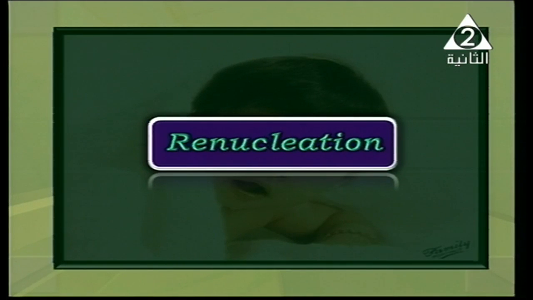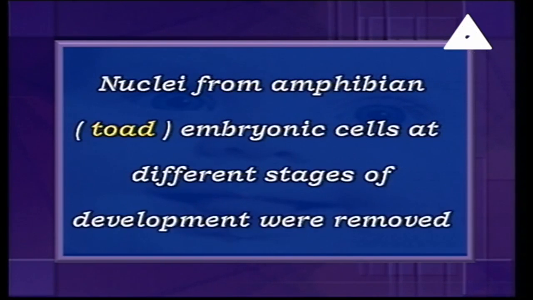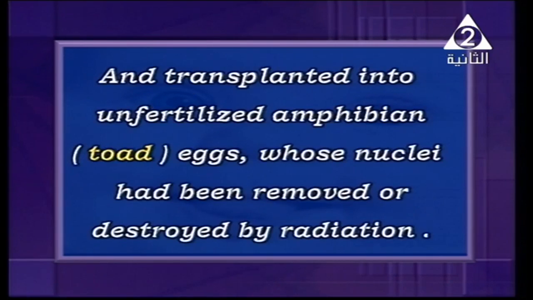After that, we have something called renucleation. Let's discuss it. What does it mean, renucleation? Well, the experiments have been conducted on frogs and mice. The nuclei from amphibian or toad embryonic cells at different stages of development were removed. Again, we bring a cell and we remove the nucleus of this cell from a toad or frog, and after that, we transplanted it into an unfertilized amphibian egg whose nucleus had been removed or destroyed by radiation.